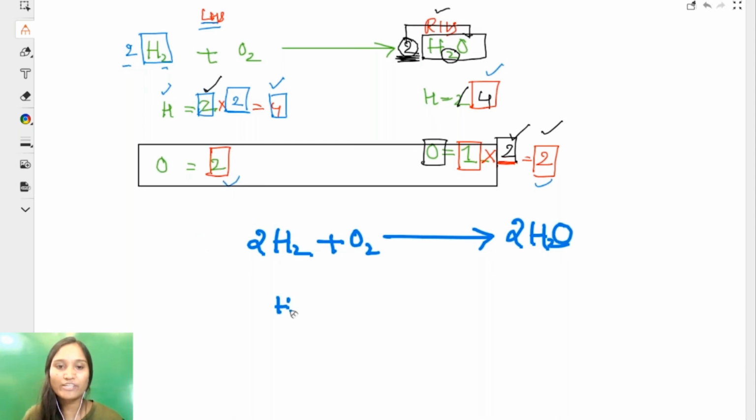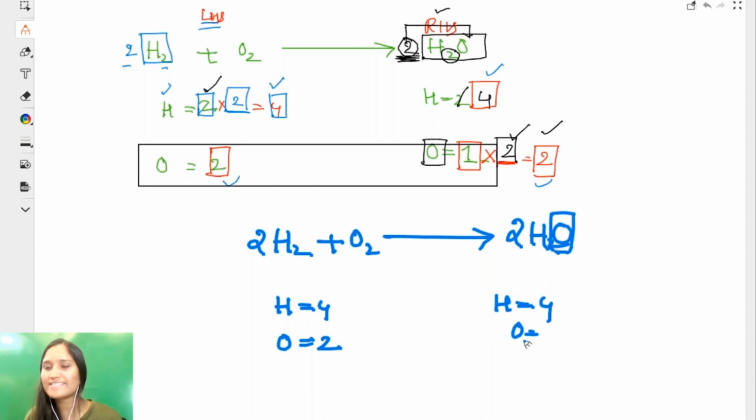Now count the number of hydrogens. 4. Oxygens 2. Hydrogens 4. Oxygens, I find only one oxygen here. Is it balanced, guys? Is it balanced? Yes or no? It is balanced. How? Because there is a coefficient. Count the number of oxygens along with coefficient. It is equal to 2. So this is a balanced chemical equation now.